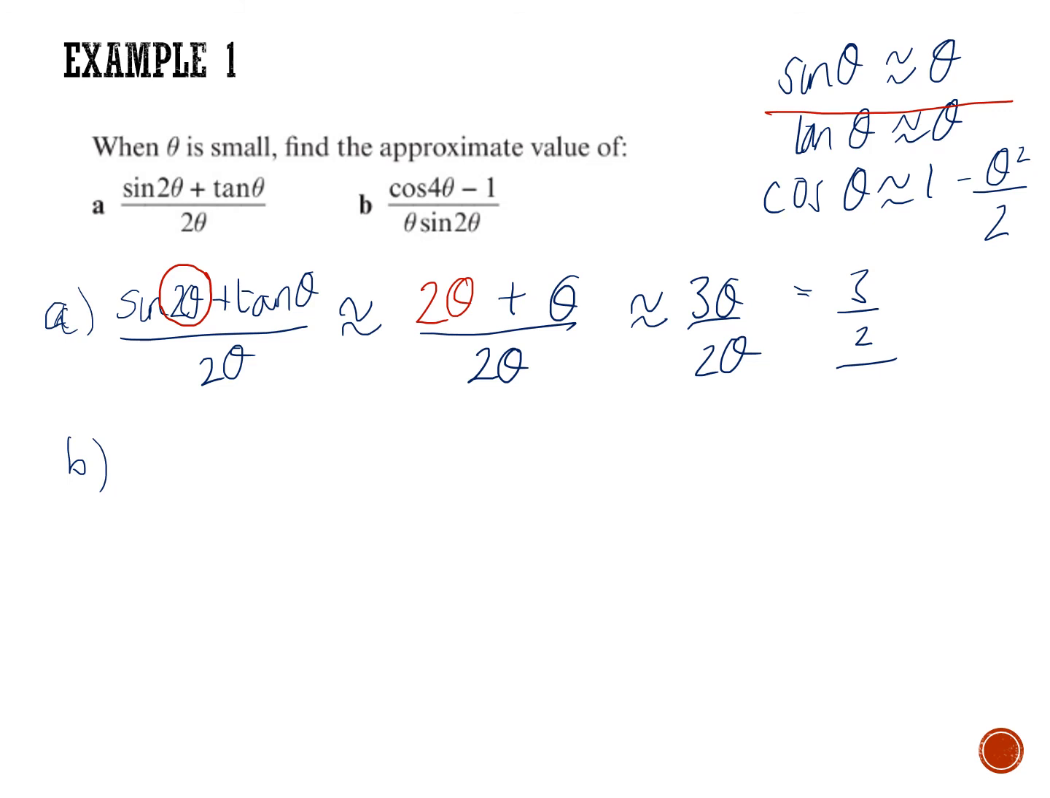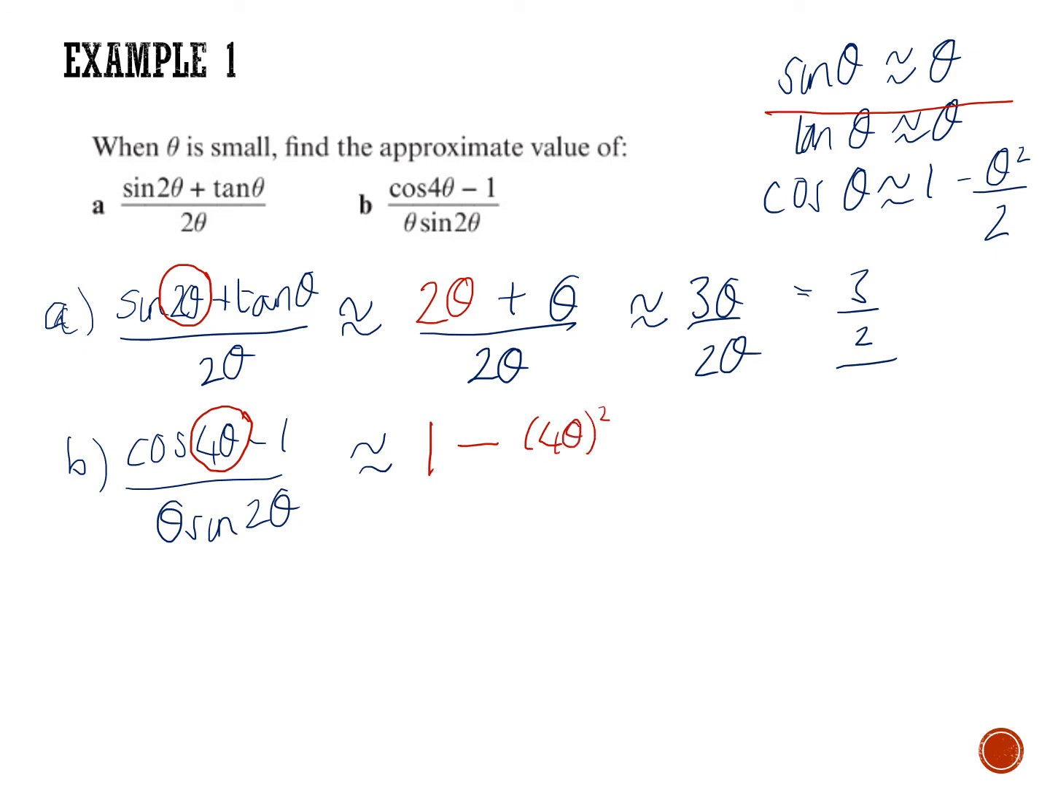Okay, let's do the second one: cos 4 theta minus 1 over theta sine 2 theta. We're going to do our small angle approximations up here. So be careful with this one, cos 4 theta. When I use the small angle approximation, 1 minus, put inside a bracket 4 theta, okay, because that is equal to 1 minus (4 theta) all squared over 2, because this argument here is 4 theta, so put it in a bracket as well.